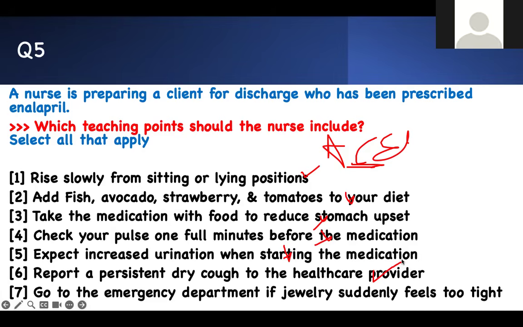Go to the emergency department if your jaw suddenly feels too tight. If your jaw cannot fit, it gets tight, you get what we call angioedema, and that is the A. Therefore, which teaching point should the nurse include? Rise slowly from the position, report persistent cough, and go to the emergency room. So 1, 6, 7.